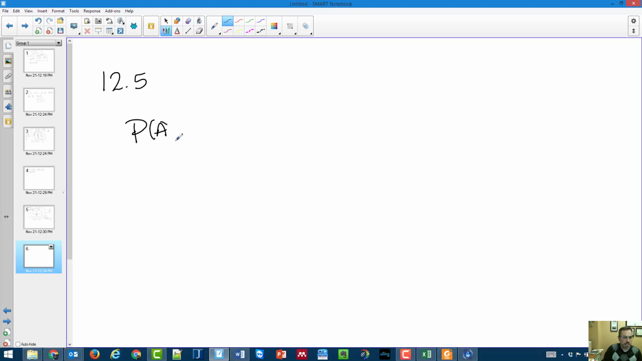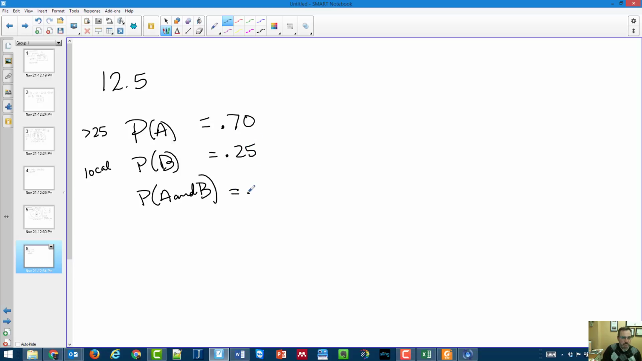So as you're going through here, you probably will notice this in the example that you have in 12.5. They just give you these three things. Here's the probability of A, the probability of B, and the probability of A and B. A is greater than 25 years old. B is local. Local people 25 years old. These are all taking community college or distance education. Here is 70%. This was 25%. And this was 0.5%. You can check this right away. Probability of A times the probability of B. That's 0.7 times 0.25. It's not going to be 0.05.